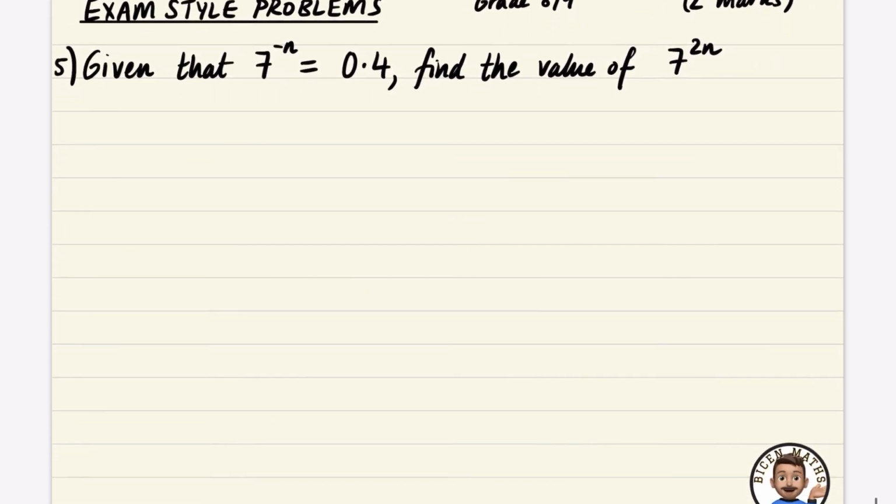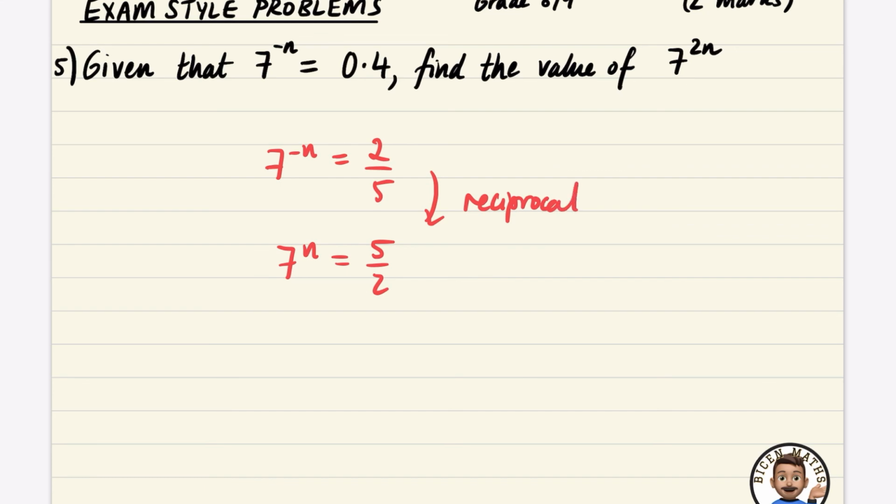It says, given that 7 to the power of minus n equals 0.4, find the value of 7 to the power of 2n. Actually, this one's not that tricky. So 7 to the power of minus n equals 0.4. Well, 0.4 we know is a fraction, right? It's 2/5. So I'm trying to find out what 7 to the power of 2n is. Well, let's take the reciprocal of both sides. Let's deal with this negative that's in front of the n, and let's just say that 7 to the power of n is 5/2. We've just taken the reciprocal.